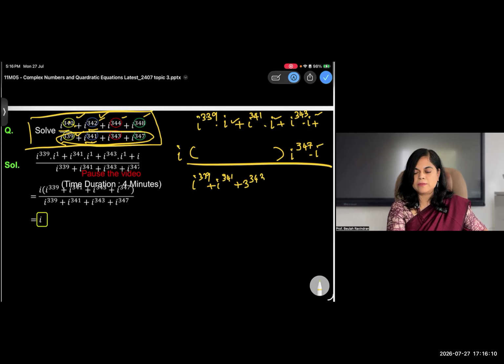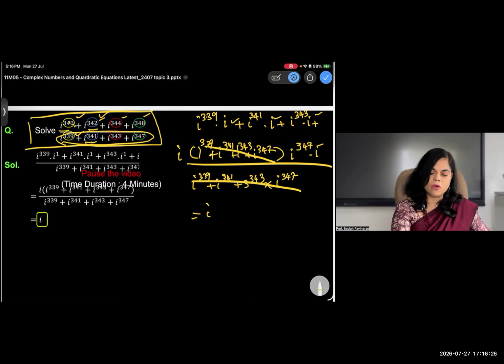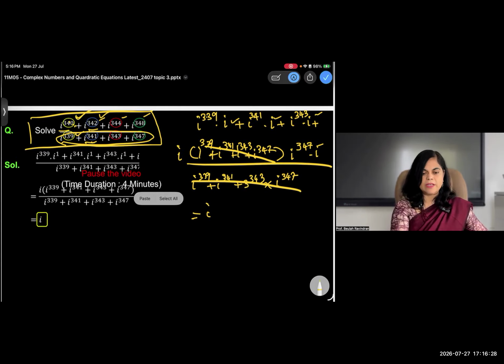So you can cut the terms. Here also the same terms, right? Plus i^341 plus i^343 plus i^347. So same terms, you can cut. The answer is i. So instead of finding all these individually, you can also find it this way.